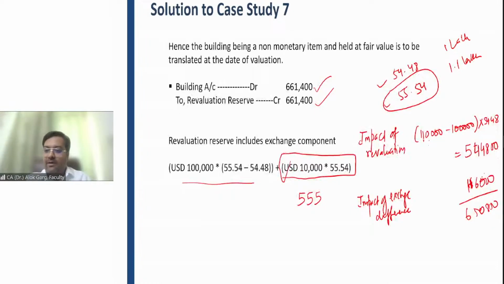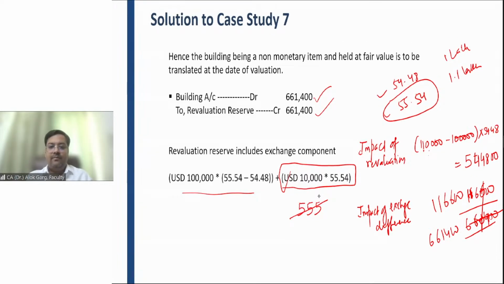1,16,600. 661,400. Is that clear? Is that clear or it is not clear?